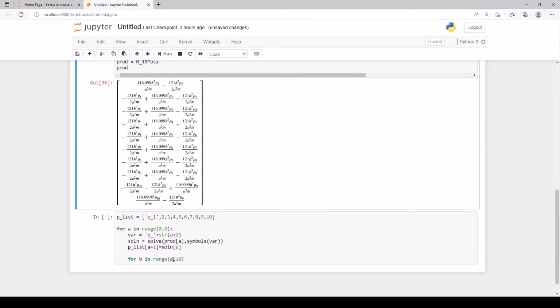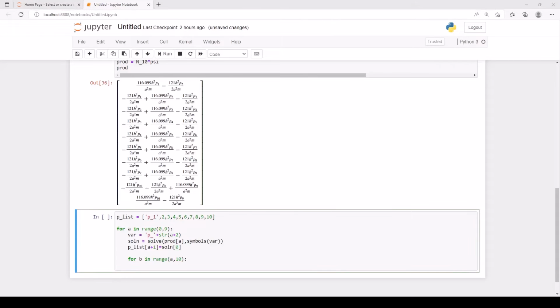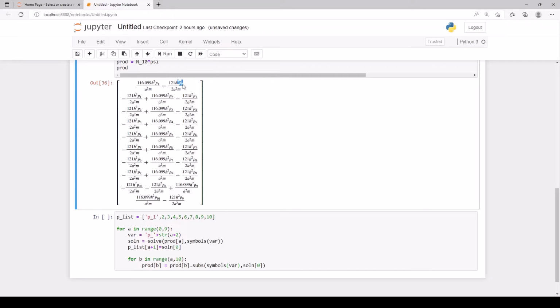So I'm substituting everything. And then what I'm going to do is replace prod B with a substitute command. So prod B is basically whatever index I'm calling for B. Everything underneath my equation of interest, I'm going to use the subs command, which substitutes a variable for another. So it's going to substitute my symbol of interest, which for the first case is P2 right here, and it's going to substitute every instance of P2 it finds with the solution that I just found, solution 0. So this is P2 equals something times P1.